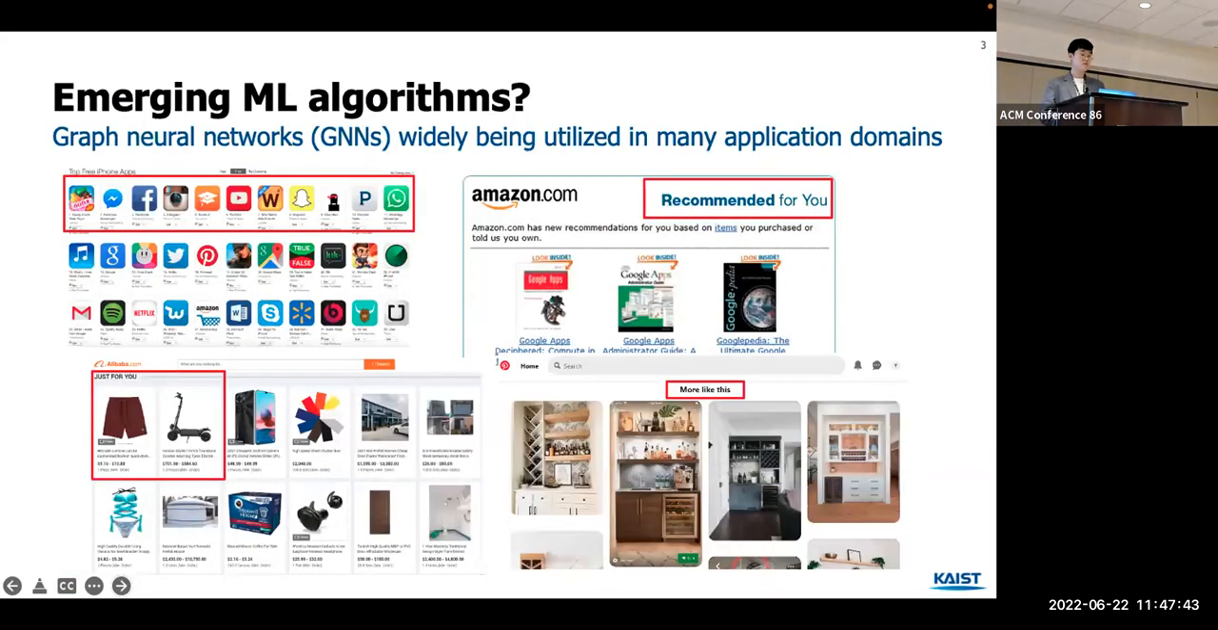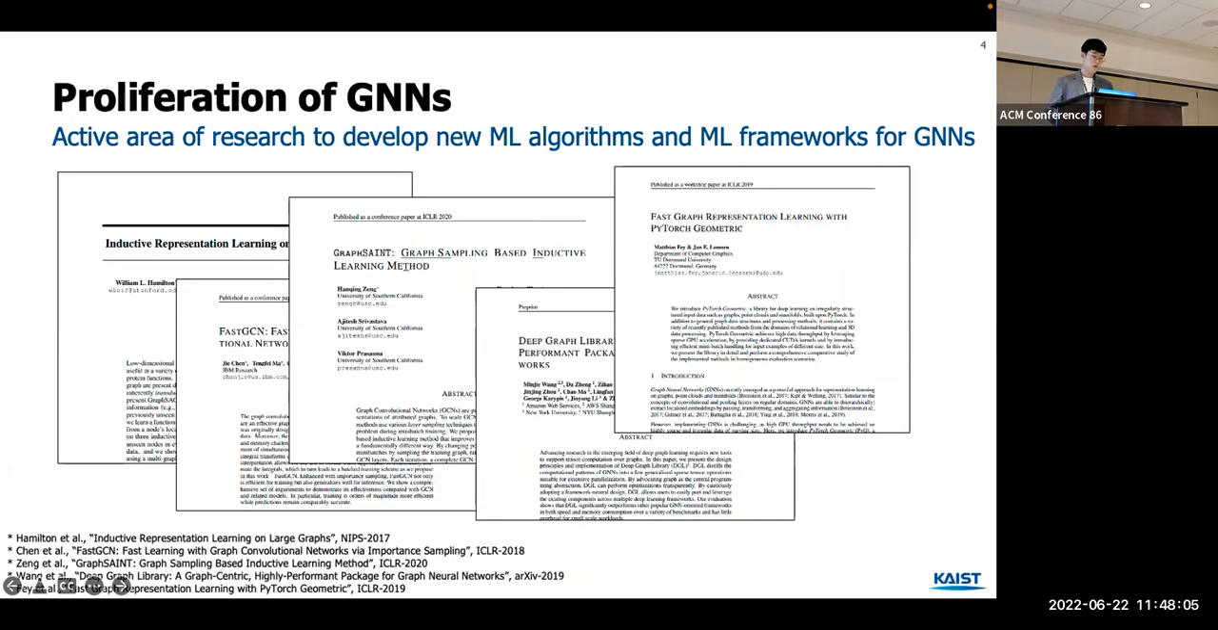Graph neural networks, or GNNs, have recently emerged as a powerful tool in the areas of e-commerce and advertisement. As GNNs extract high quality features from graphs with billions of users and item feature embeddings, they are being widely adopted as the state of the art recommendation system. With this popularity, we are witnessing a large number of GNN algorithms and ML frameworks being developed.